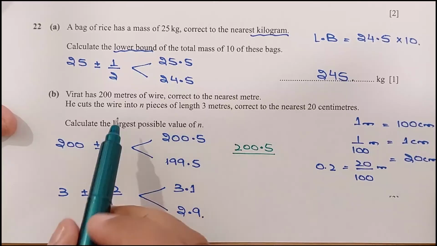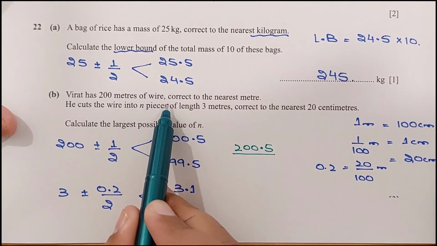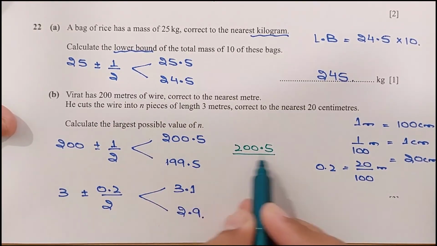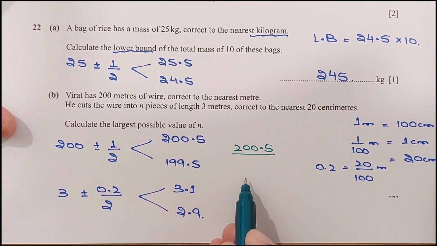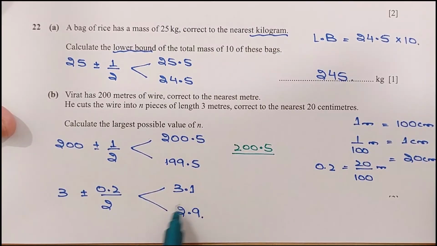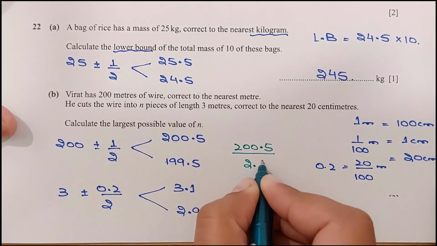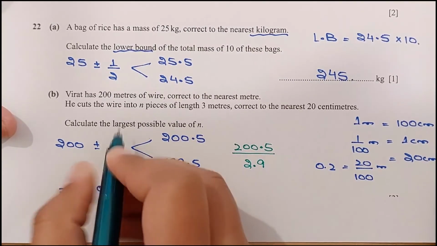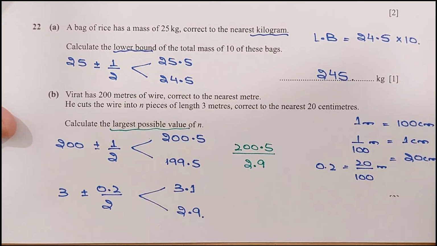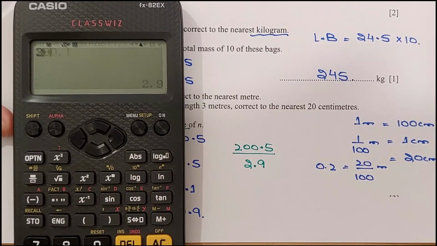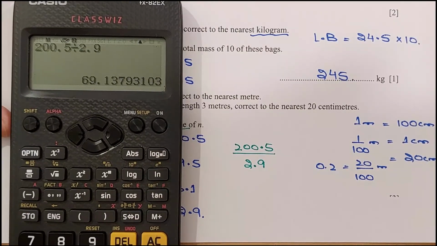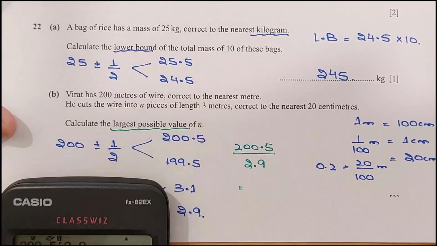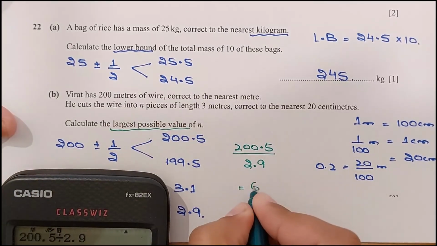Okay, so here for the total length of the wire, we have to use the upper bound, that is 200.5. It is cut into n pieces, so that is why we are dividing by the lower bound of the piece length, that is 2.9, to find the possible value of n. So this is 200.5 divided by 2.9, 69.13. So the largest possible value of n is 69.